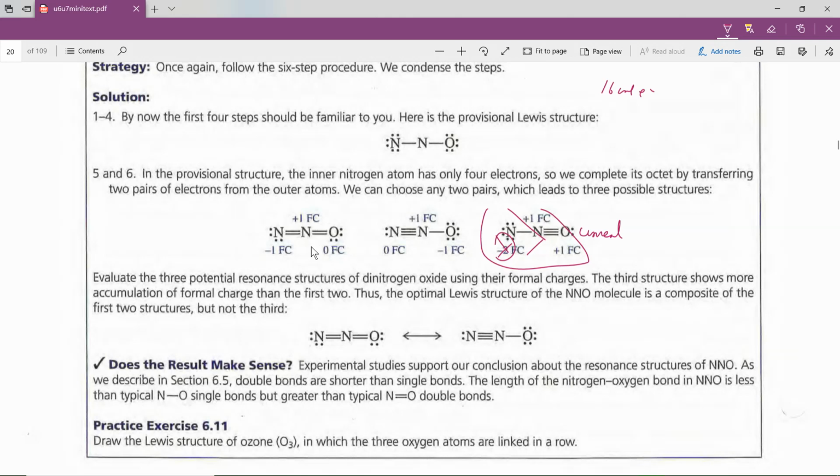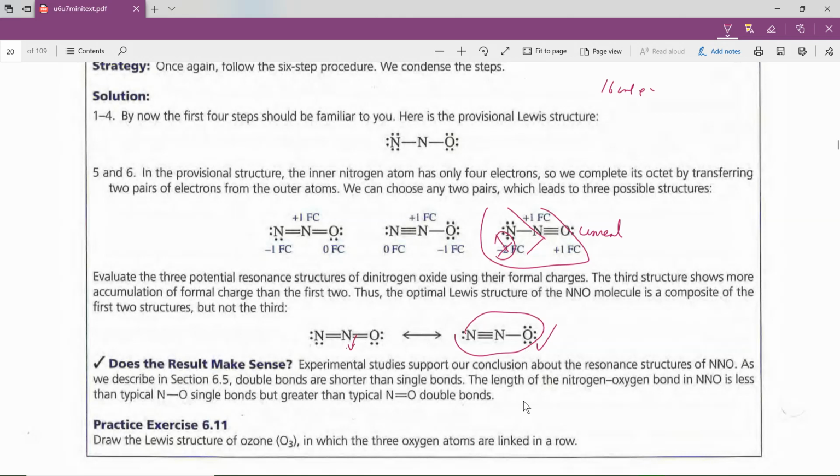So my best answer is a mix between the one in the middle and the one on the left. The third structure shows more accumulation than the first two. The optimal structure is a composite of the first two, but not the third. Okay, so the book really didn't go into more detail about it, but even though it's a mix of these two, it's a weighted mix. This one we're a bit happier with than this one. This one we're a little happy with, but not as happy as the other one.